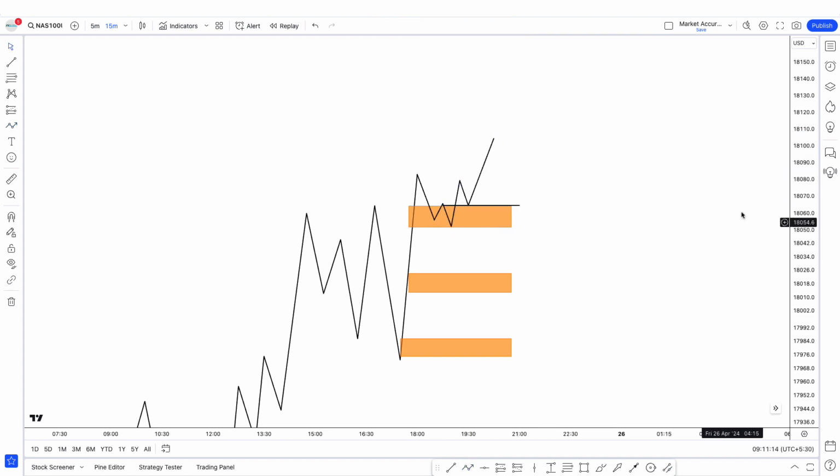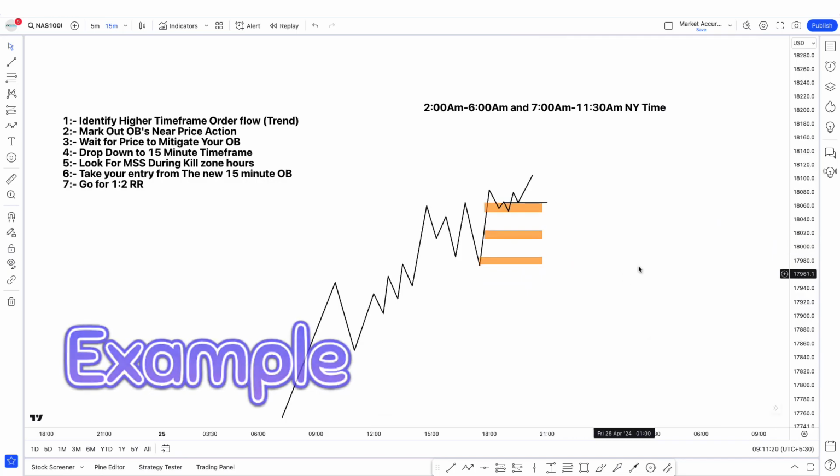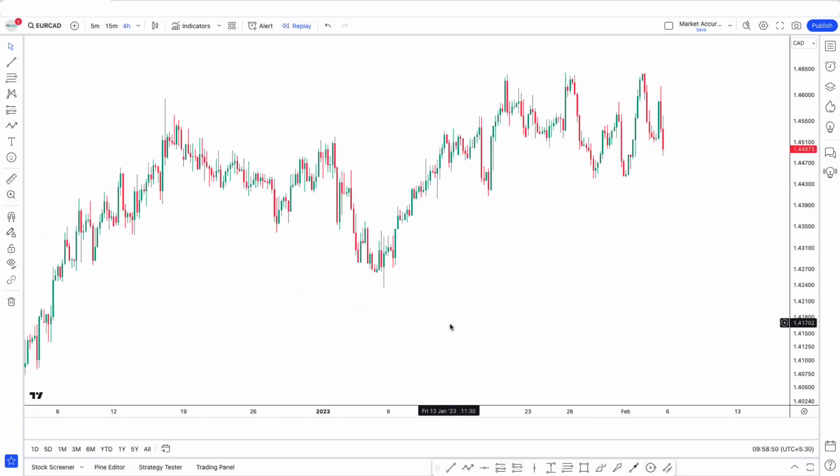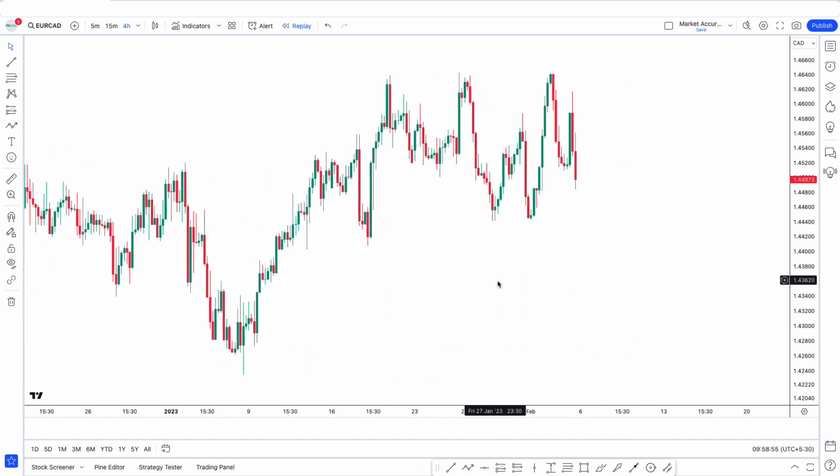It's really that simple, guys. So let me give you guys a couple of examples and then I'll end the video. Alright guys, I'm on EURCAD and I'm looking at the 4-hour time frame, which is our higher time frame.